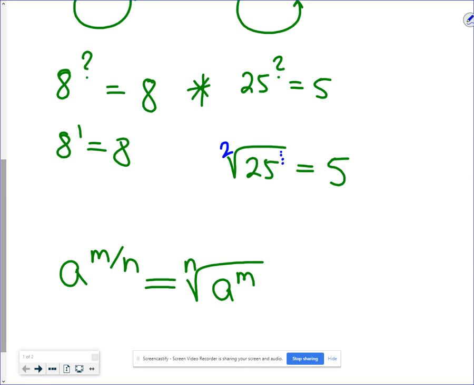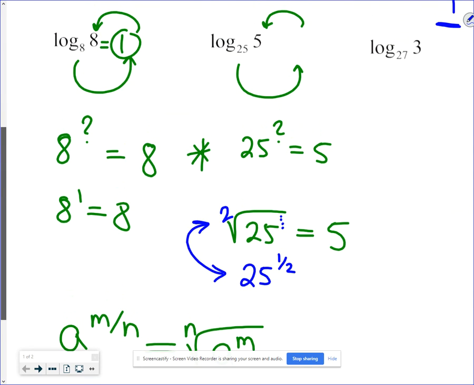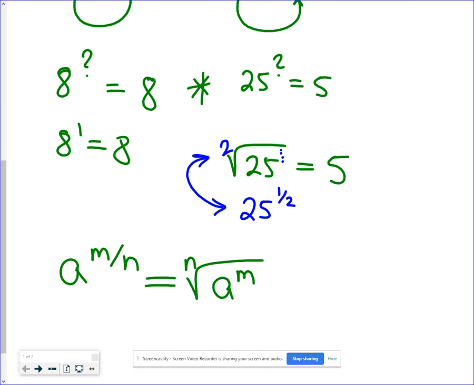So the square root of 25 could be rewritten as 25 to the 1/2 power. These are the same thing. One's written in radical form, the other is written in exponential form. 25 to the 1/2 power is the same as the square root of 25. So we go back up here. The log base 25 of 5 would be 1/2. And again, we're using this rule right here.